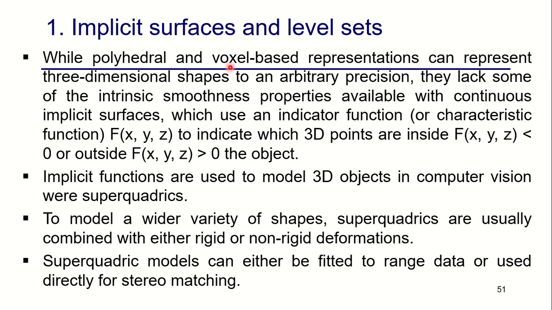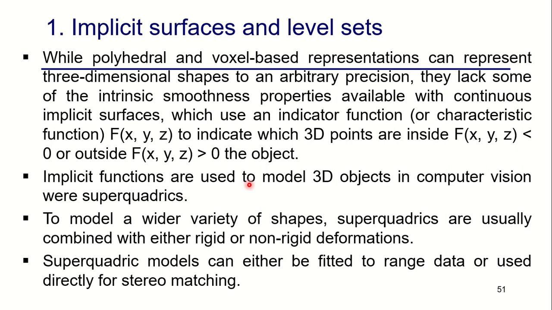While polyhedral and voxel-based representations can represent three-dimensional shapes to an arbitrary precision, they lack some of the intrinsic smoothness properties available with continuous implicit surfaces, which use an indicator function or characteristic function f(x, y, z) to indicate which 3D points are inside, f(x, y, z) less than 0, or outside, denoted by f(x, y, z) more than 0, the object.